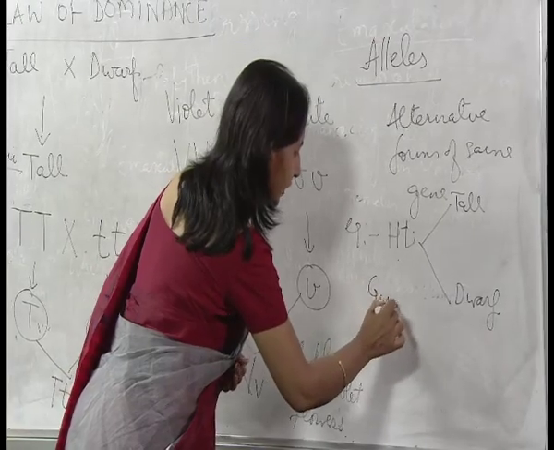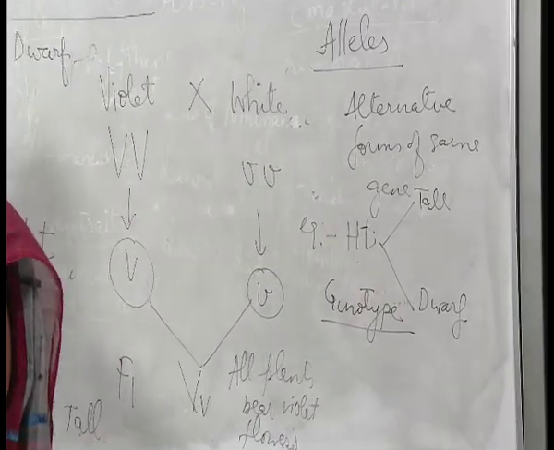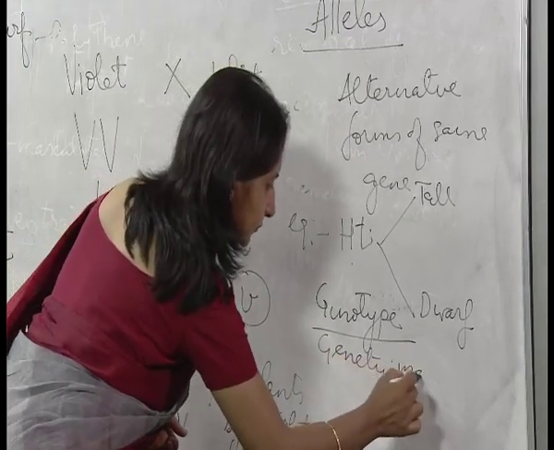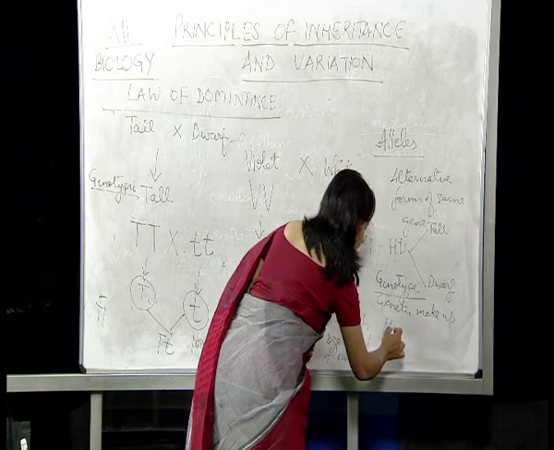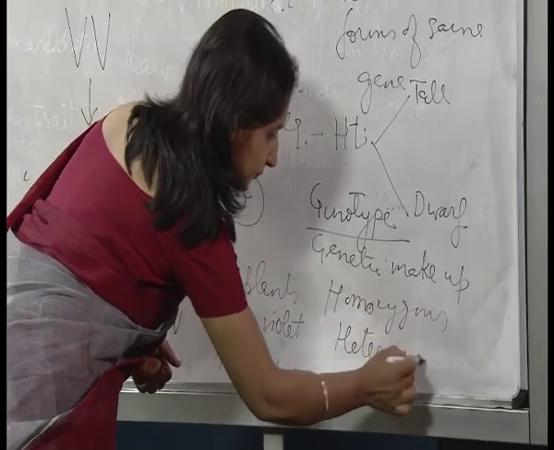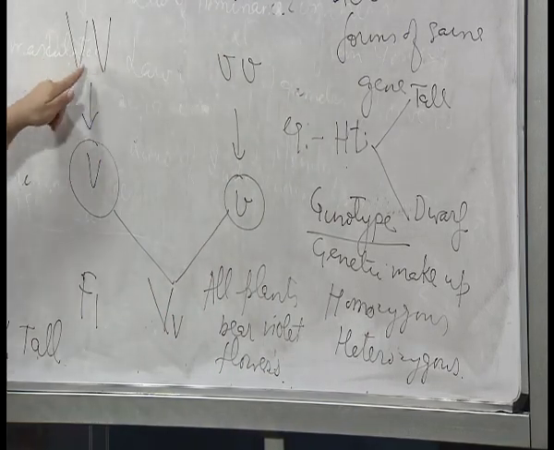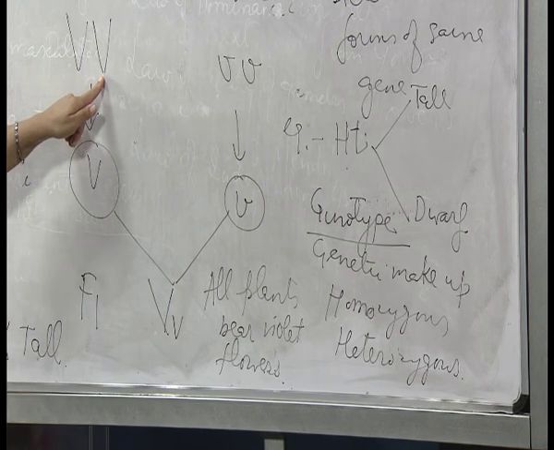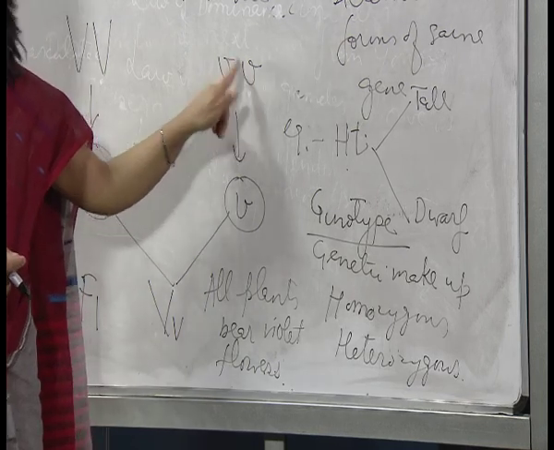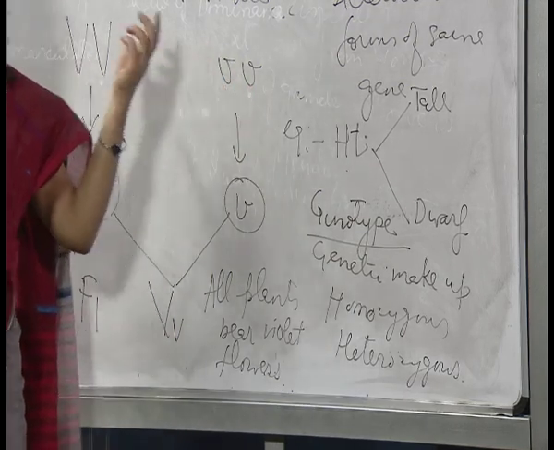The second term is genotype. Genotype means the genetic makeup of an organism, which can be either homozygous or heterozygous. Homozygous means when the same allele is duplicated. This is called homozygous or pure form. This is also a homozygous parent because the allele is duplicated, small v and small v, they are repeated. This is known as the homozygous state or the pure state.